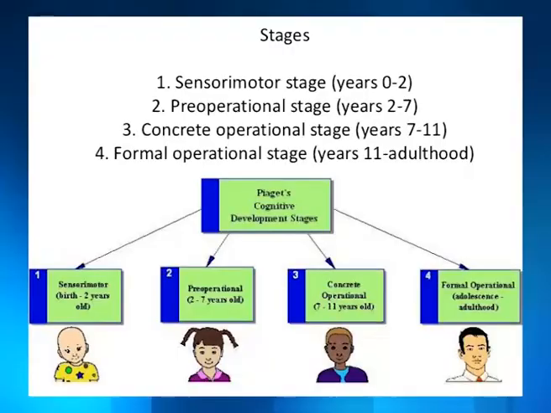Each child goes through the stages in the same order and no stage can be missed out, although some individuals may never attain the later stages. Piaget did not claim that a particular stage was reached at a certain age, although descriptions of the stages often include an indication of the age at which the average child would reach each stage.